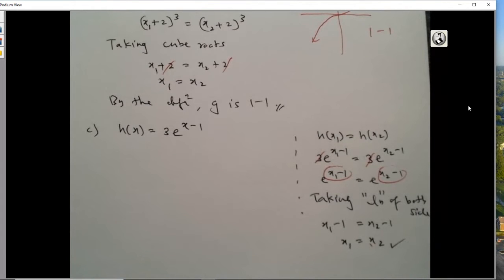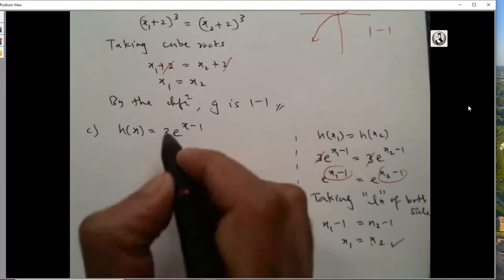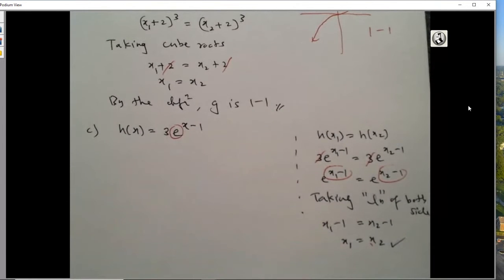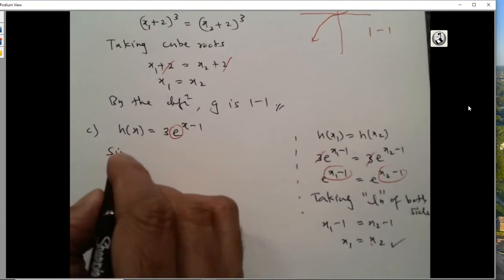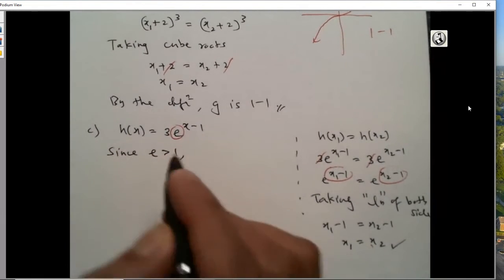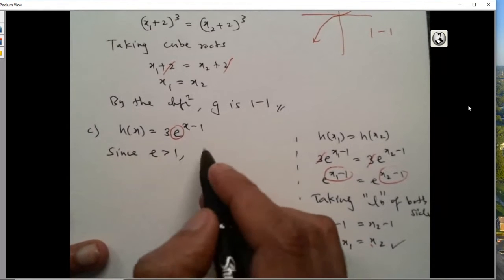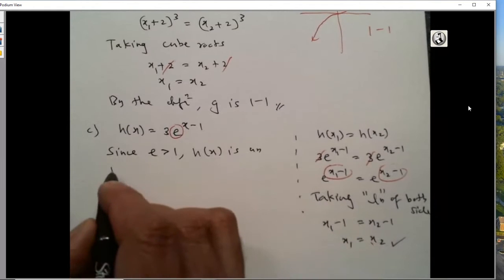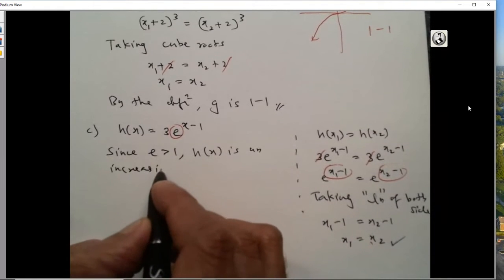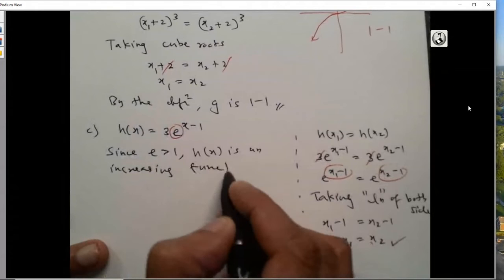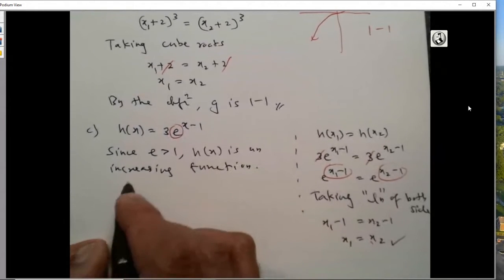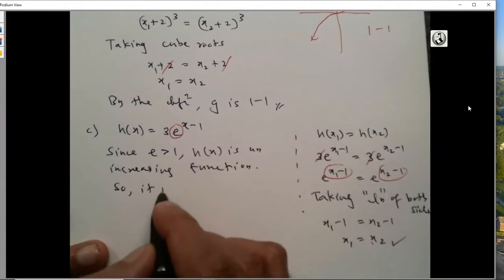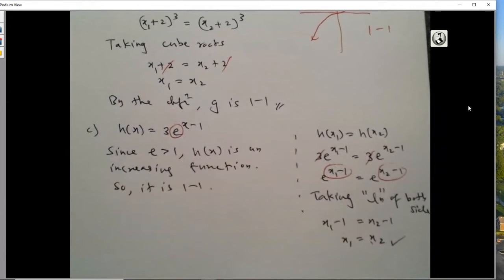But let's try to do the increasing-decreasing version. We know that the base here is e, which is about 2.71. That means it is more than 1. So we can say since e is greater than 1, the exponential function h(x) is an increasing function. Since it is an increasing function, it has to be one-to-one. So it is one-to-one.